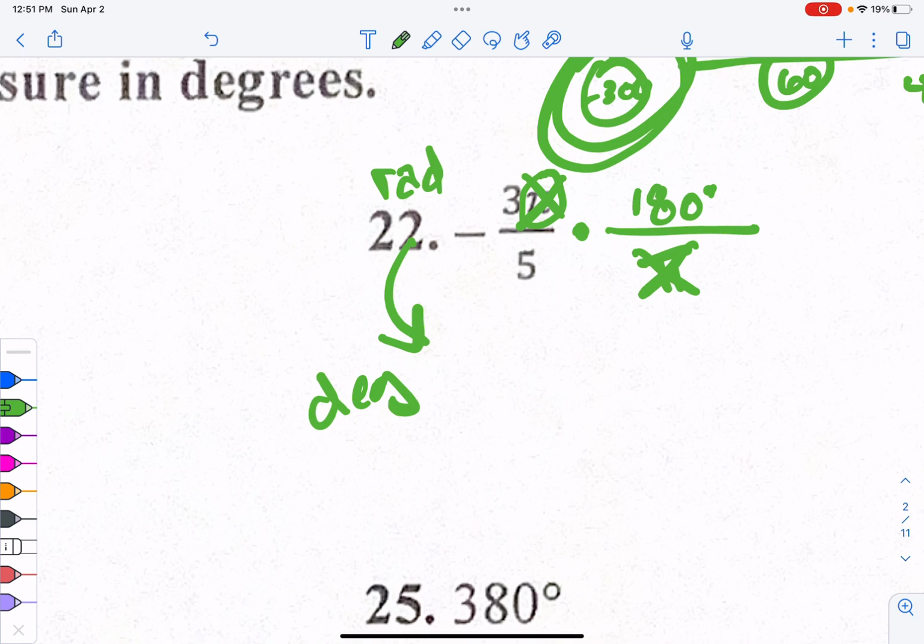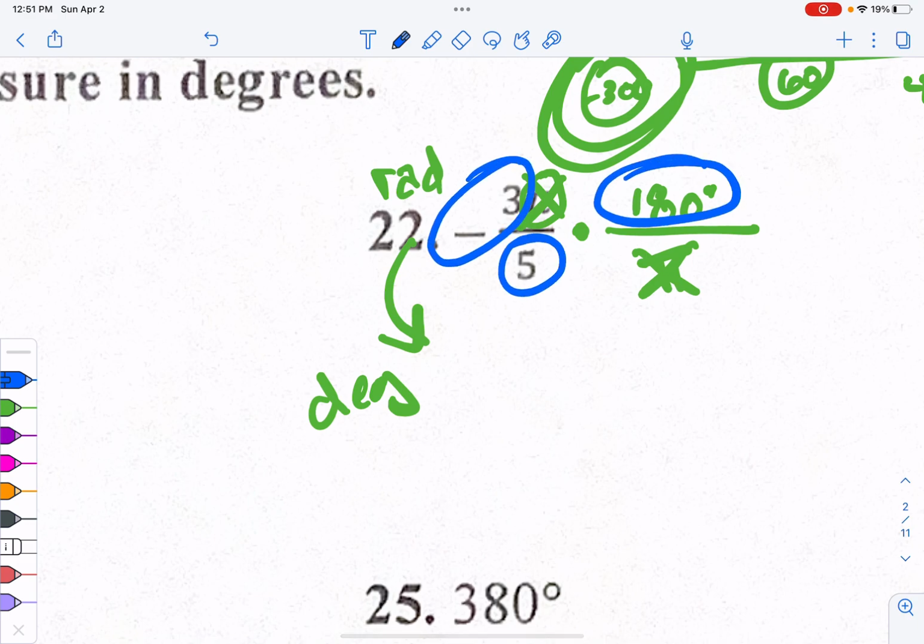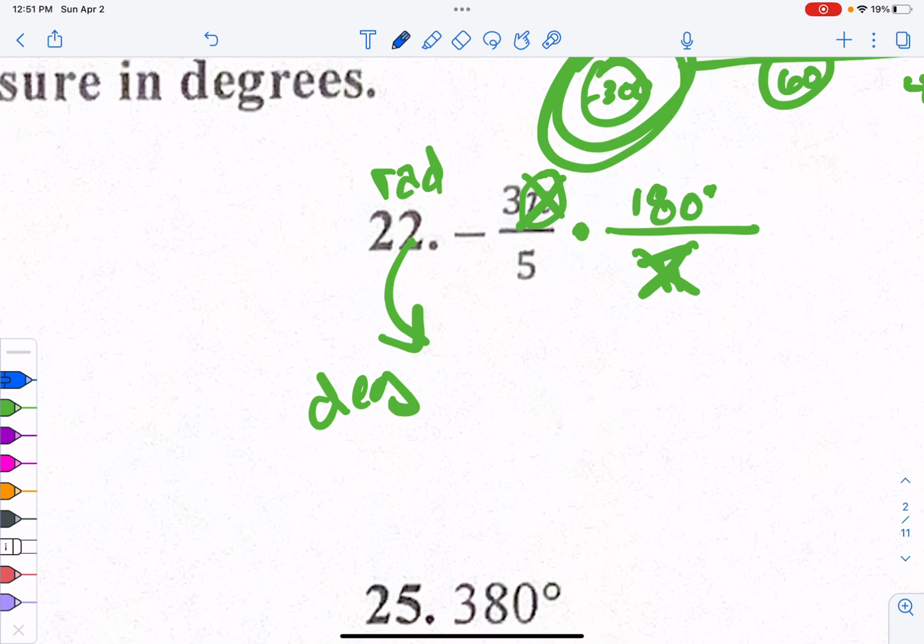Okay, and then all I'm going to do is reduce and multiply and do all that stuff, and then I'm done, right? So you could, if you wanted to, take negative 3 times 180 and divide by 5. I'm going to reduce to begin with, so like 5 is here, that can become a 1, and 180 divided by 5 is 36 degrees, I think.